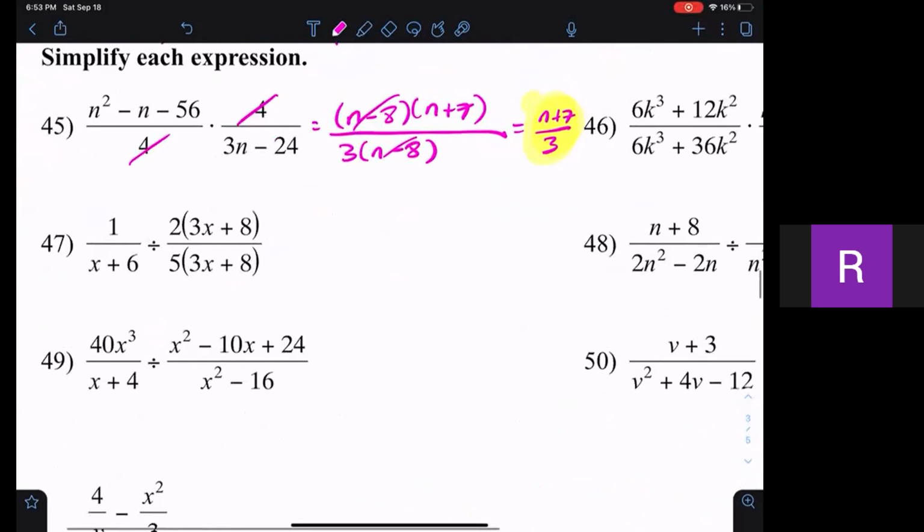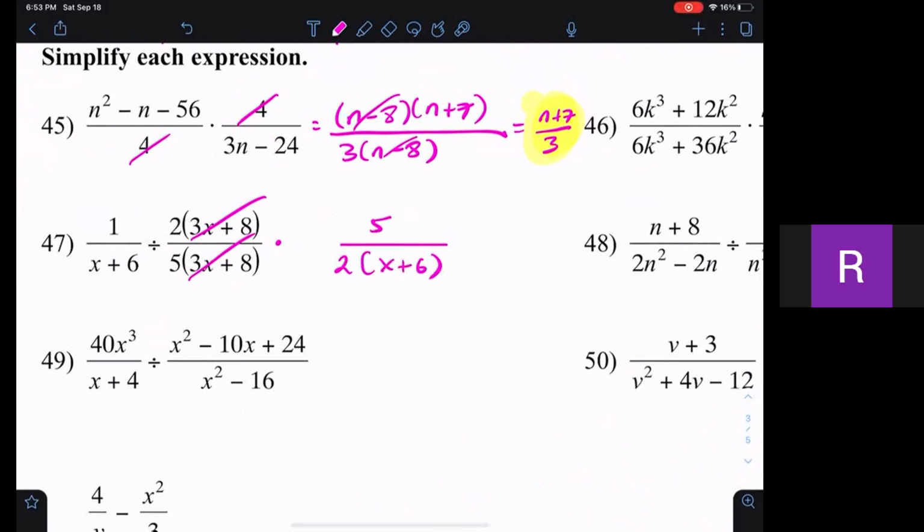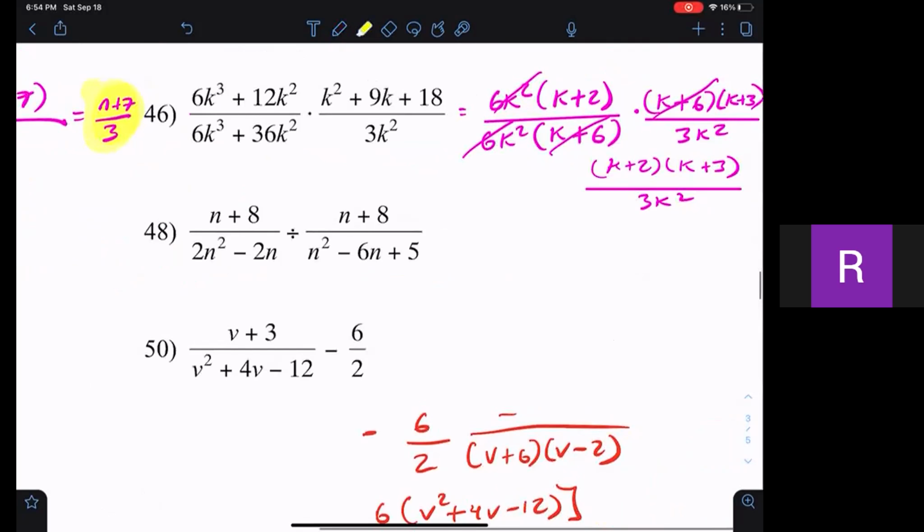Okay. This one, they already simplified for me. Oh, that's easy. So now the only thing I need to do is keep change flip. So this is going to be 5 over 2 from keep change flip, and then I have x plus 6. That's it, right? Because this one you keep the same. The only thing flipping is this 5 over 2. So this is going to be 5 halves. And 5 times 1 is just 5, and 2 times x plus 6 is just 2x plus 6. That's it. Done. Next.